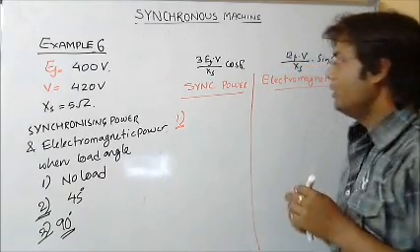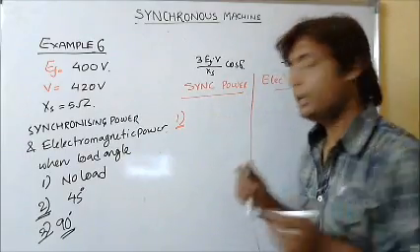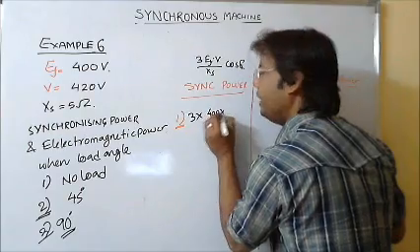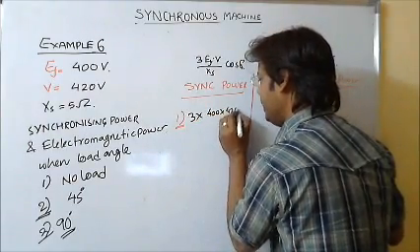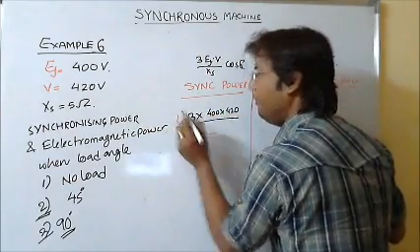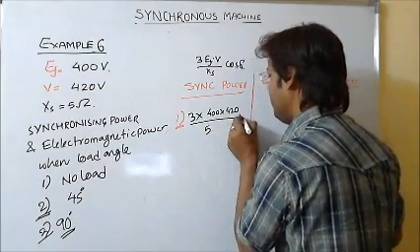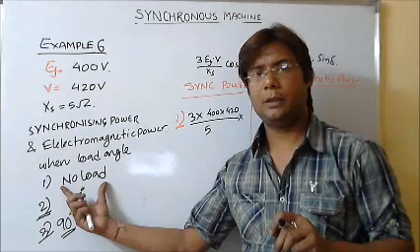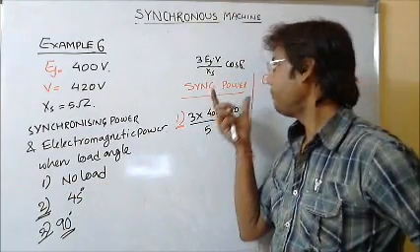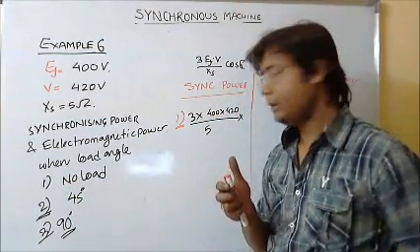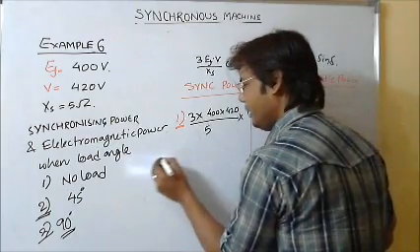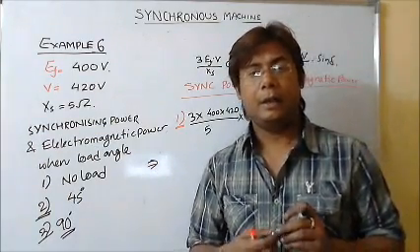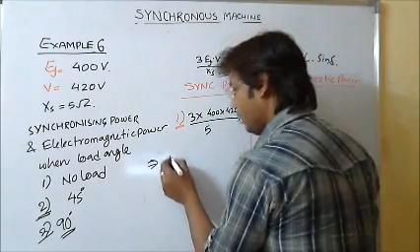We have the formula. In the first case, I can say that 3 into EF, which is given as 400, into V, which is 420, upon XS, which is 5, into cos of no load, that is 0 degrees. Cos 0 is 1, so I can write 1 over here. So it will be equivalent to 100.8 kilowatt.